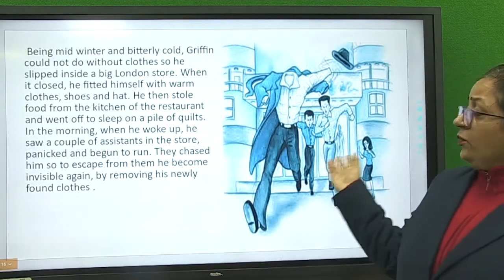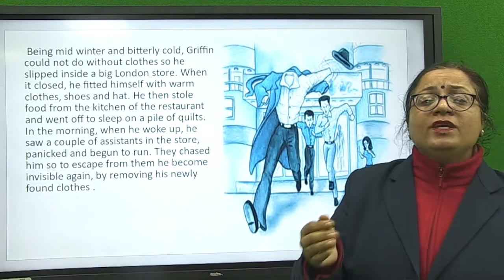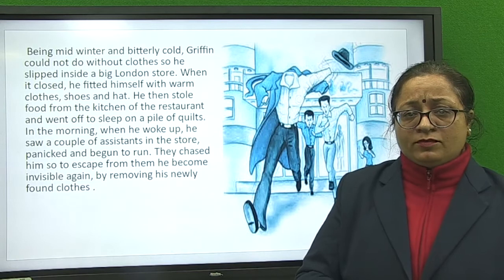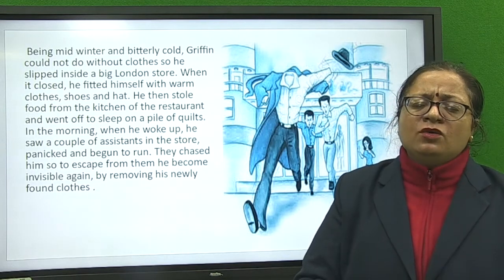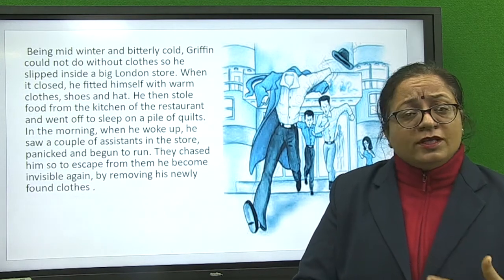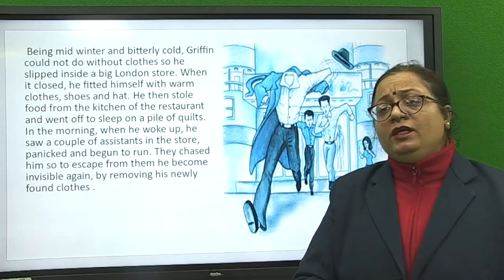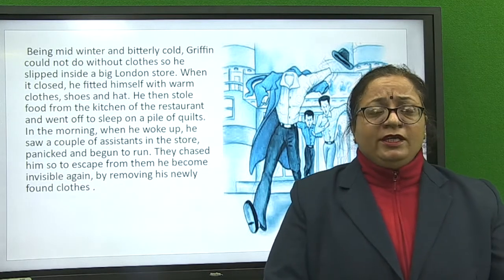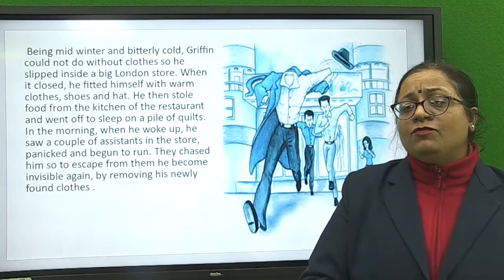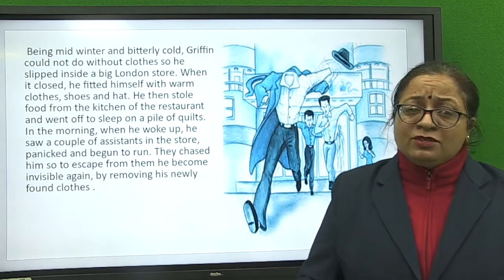And as we can see in the picture, he was wearing clothes just to make him visible to others. But he had to cover his whole body from top to bottom, so that he cannot be seen by anyone. So now Griffin went into a shop. He stole clothes from there. He wore those clothes, and now he was searching for food as he did not have money.